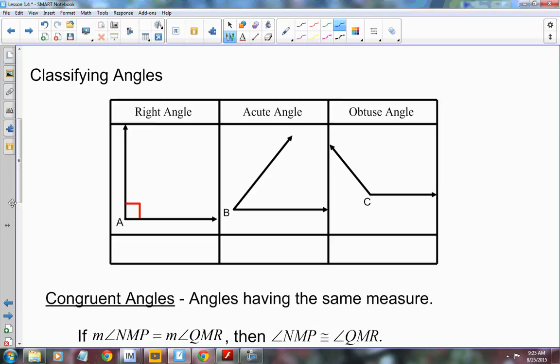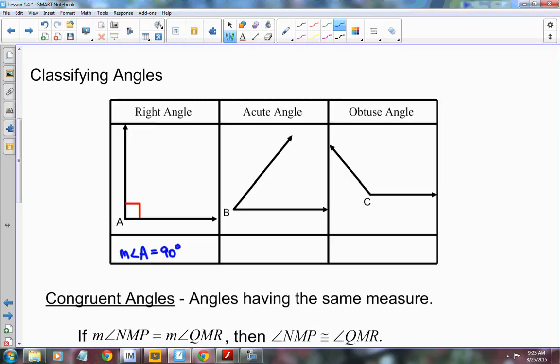Okay, and this is something you guys should know already. You have your right, your acute, and your obtuse. Okay, your right angle always measures 90 degrees. Now, when we talk about the measure of an angle, we put a little m in front of the angle. So we'll do the measure of angle A equals 90 degrees. And you see how it's got this red box here? That's another way that will indicate that it's a right angle.